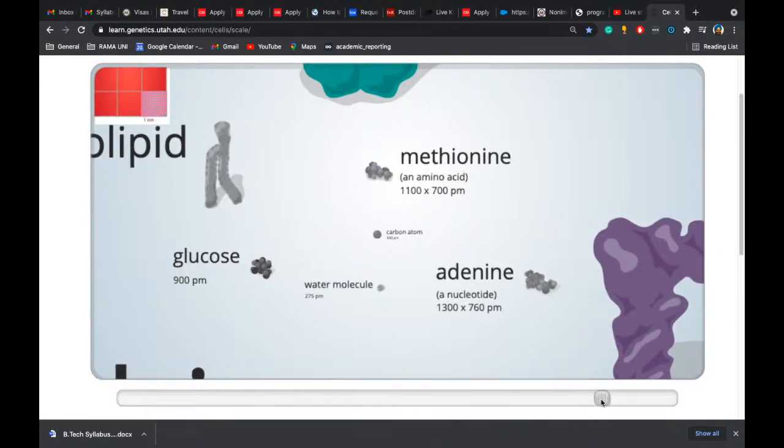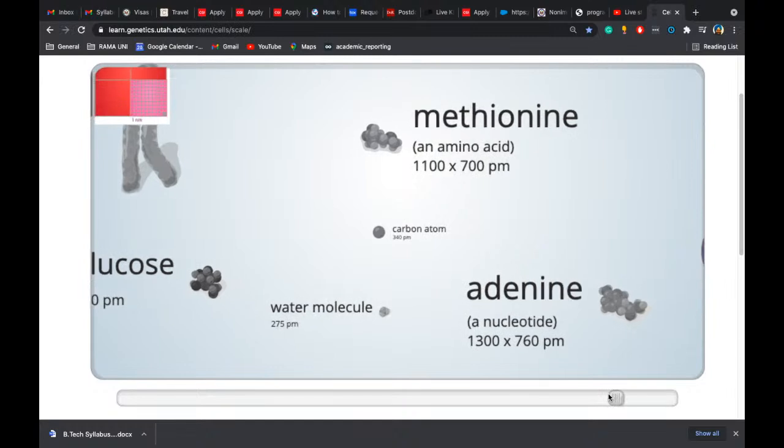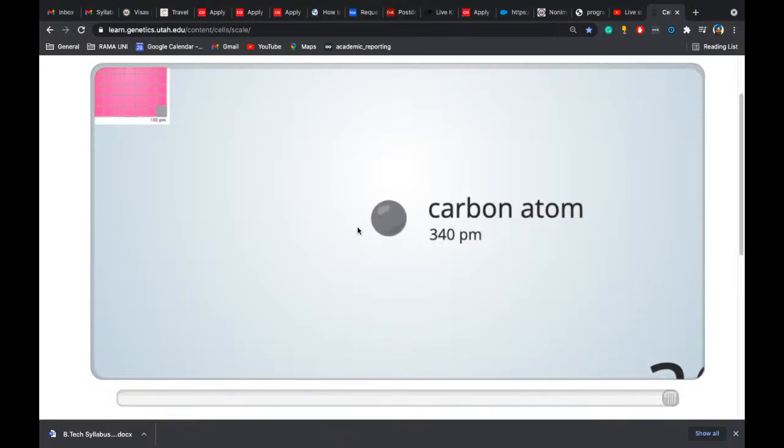After the nanometers comes the picometer: glucose around 900 picometers, adenine around 760 picometers, and methionine, one of your amino acids, around 700 picometers. At the end, a water molecule is 275 picometers, and the carbon atom, the smallest here, is 340 picometers. So that's the range from picometers to the millimeter of a grain of rice. I just want to show you an analogy, a perspective, of what we see with our naked eyes, how small things are, what their real values are, and this world is not what we are thinking, but something else.